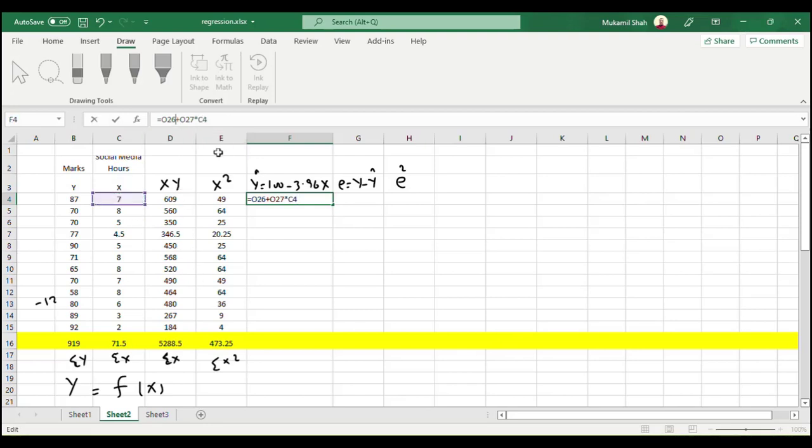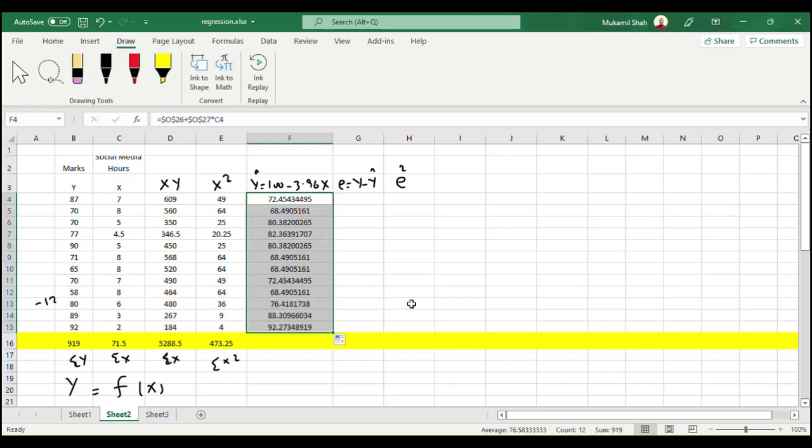When you click on beta naught hat, don't forget to press F4 from your keyboard, right? Similarly, when you click on your slope, don't forget to press F4 from your keyboard as well. So this is the first predicted value of y. If you drag it, you will get the predicted value of the dependent variable.